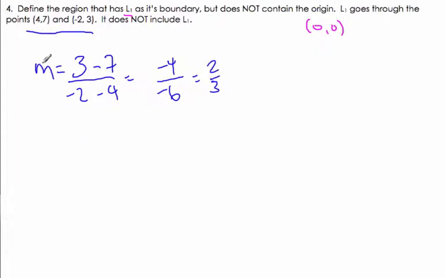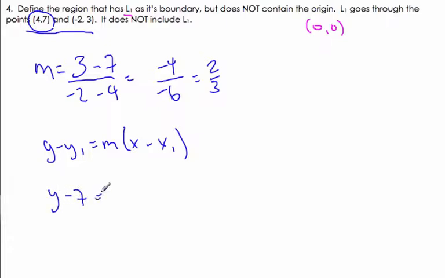Now, to find the actual equation, I like to use this form: y minus y1 equals m times (x minus x1). Now let's choose this point for no good reason. y minus 7 equals 2/3 times (x minus 4).